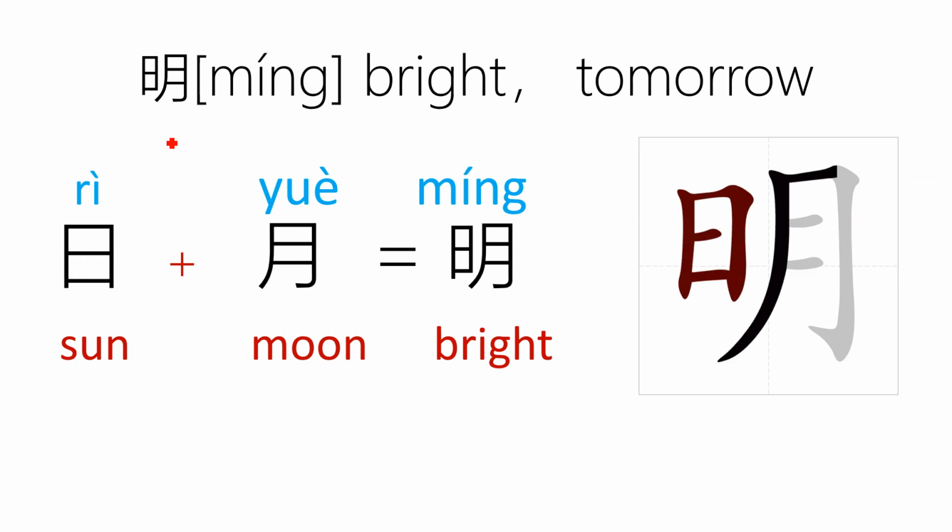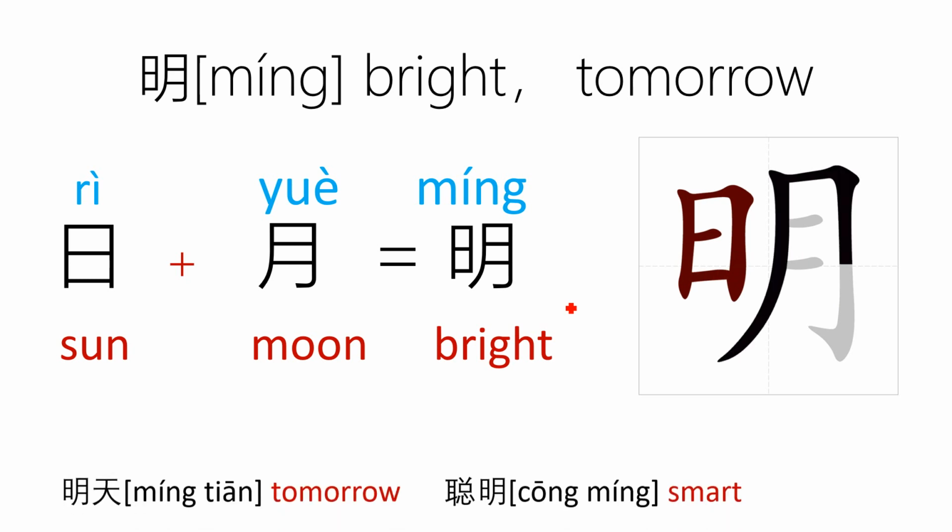Next one, 明 means bright and tomorrow. It really makes sense to me here. We have 日 means sun, 月 means moon. So if you have sun, you have moon, you have one day. So you complete one day, so it's tomorrow, first of all. And if you think another way, if you have sun and the moon together, probably they can't be together, but if you have them together, probably it's very bright. So you can try to memorize the meaning this way.